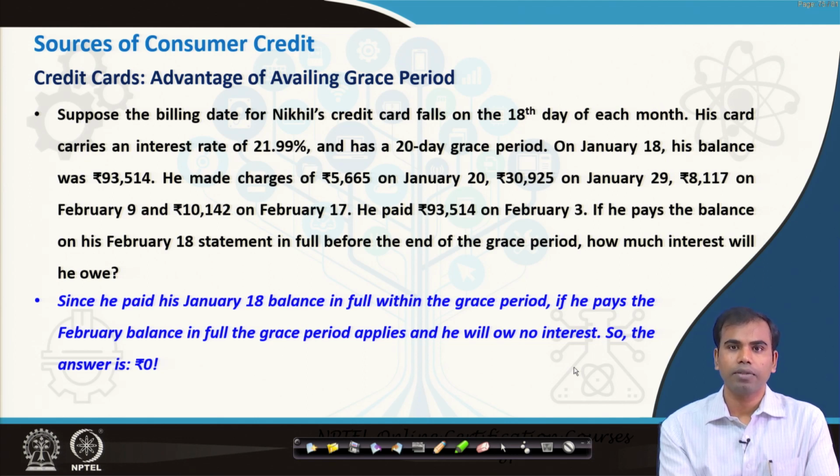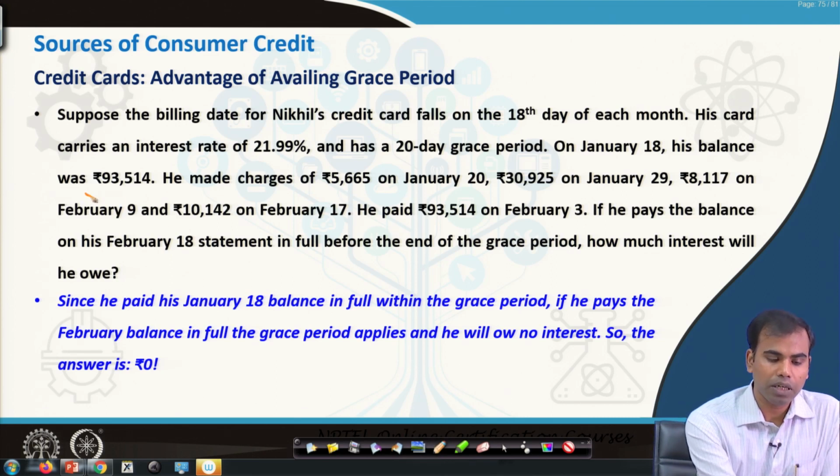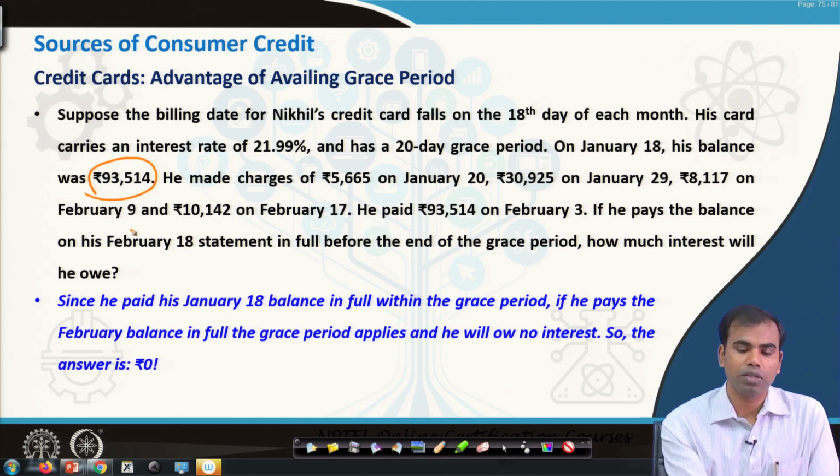On January 18th, the balance was 93,514. He made some transactions of 5,665 on January 20th, another transaction of 30,925 on January 29th, yet another transaction of 8,117 on February 9th, and finally, another transaction of 10,142 on February 17th.